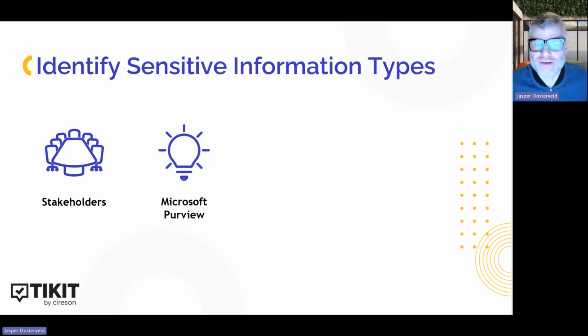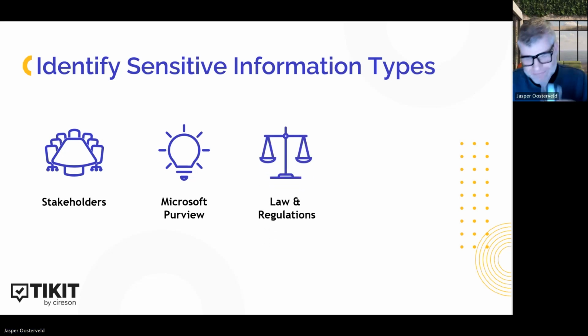You can also look at Microsoft Purview. So the generic ones you saw, they're automatically provided by Microsoft. Microsoft offers over 300 sensitive information types. So you can go to the Microsoft website or just Google Microsoft Purview sensitive information types. You get a long list. You can look at that as well for inspirational purposes. But again, you can also see what kind of laws and regulations apply to my organization, and they often also provide a list of sensitive information types you can use.